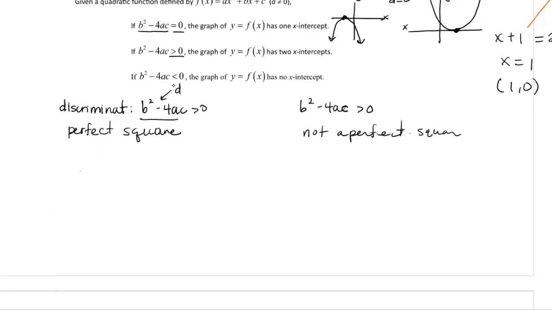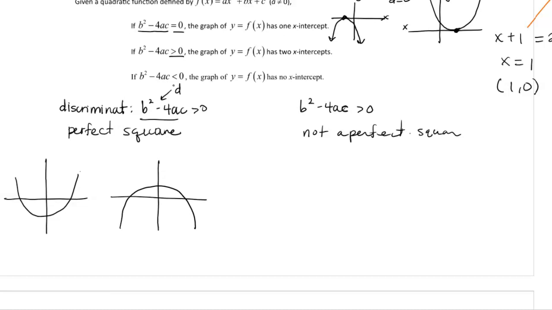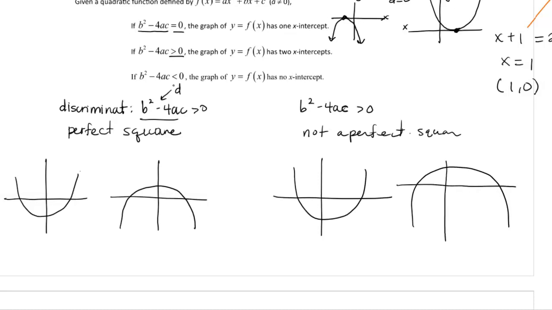So the graph could, and I just want to make sure we're clear here, the graph could open up like that, or the graph could open down like this. But either way, it still has two distinct x-intercepts. So there's that, and then there's this. Those are all the same examples, okay? With positive discriminants, so I know that we definitely have solutions.